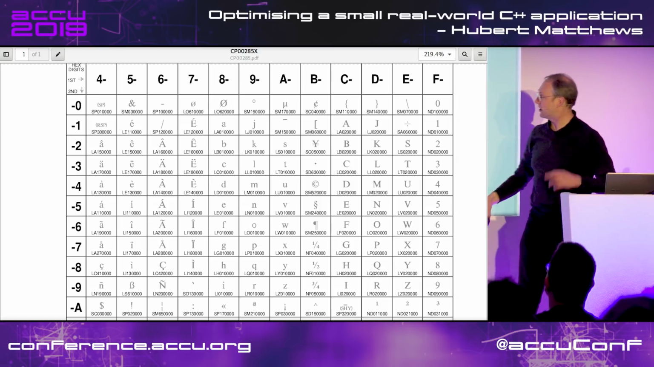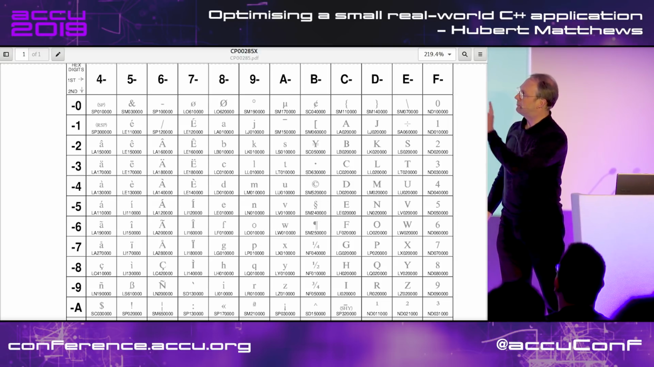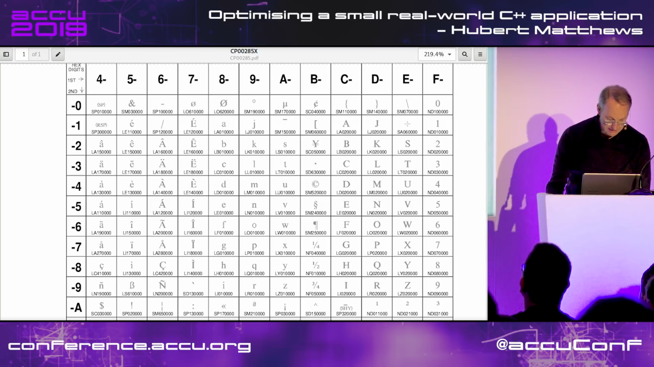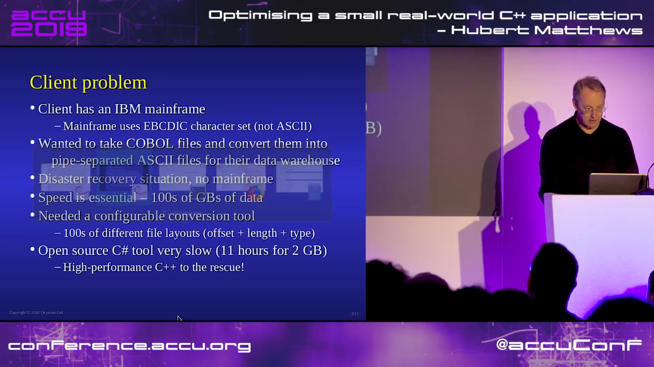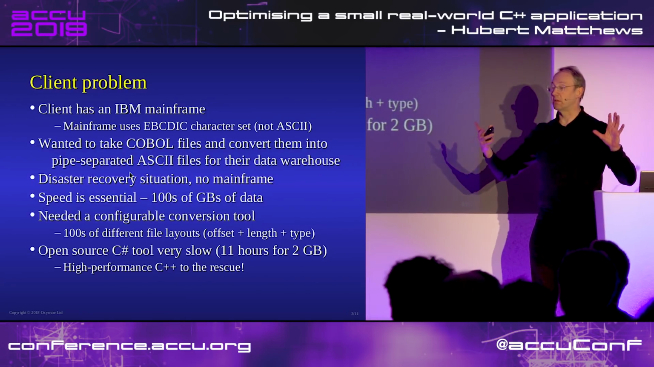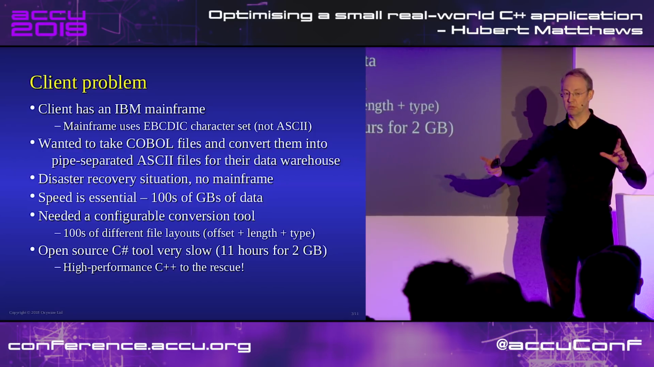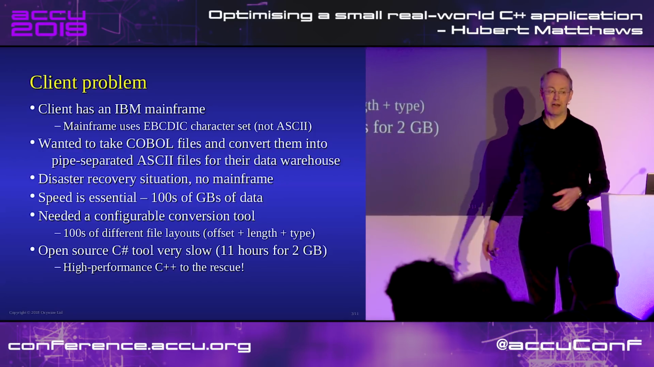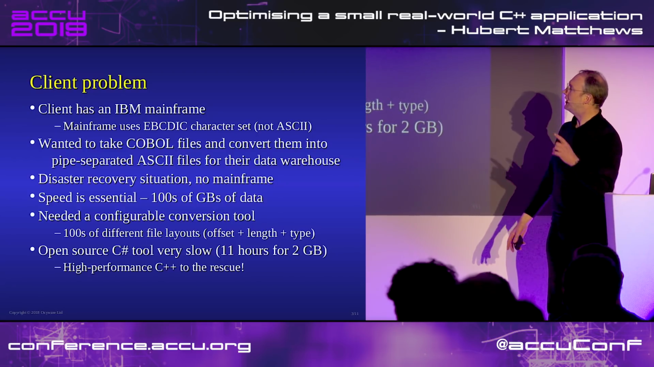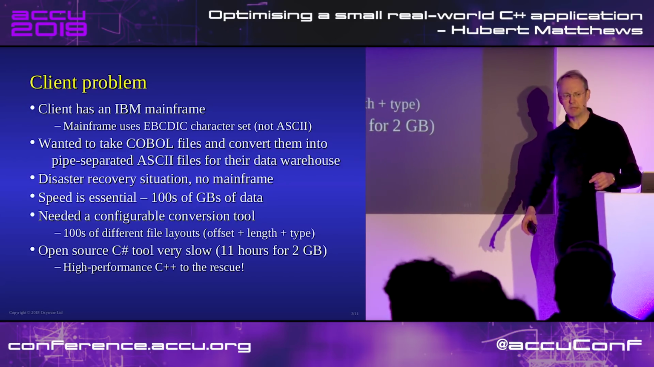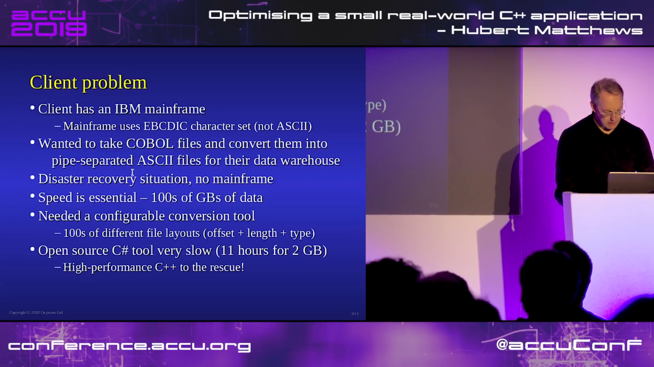So this was part of the problem domain, which was I'm being given stuff in that format, and I need to translate it. So that was part of what I was doing. And what they gave me were some files which are COBOL copybooks. These are binary files. And I went, well, what is that? I have no idea. Better go and find out. I need to convert them into pipe-separated ASCII. So let's have a look at what that would look like.